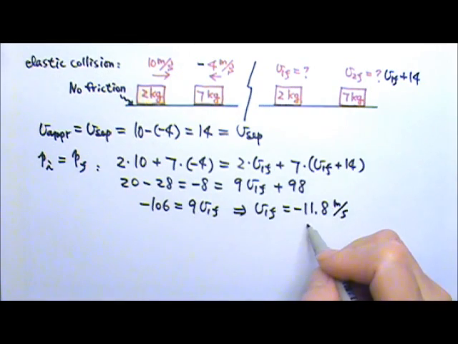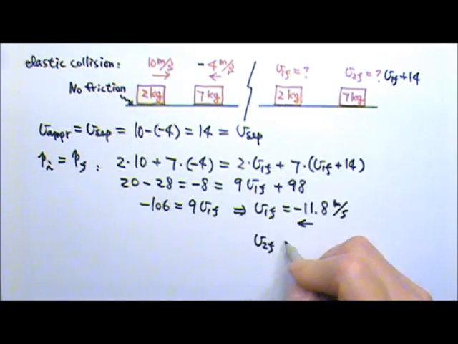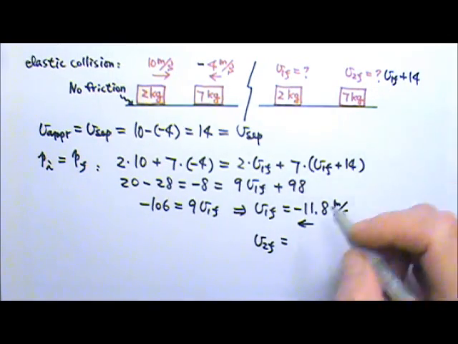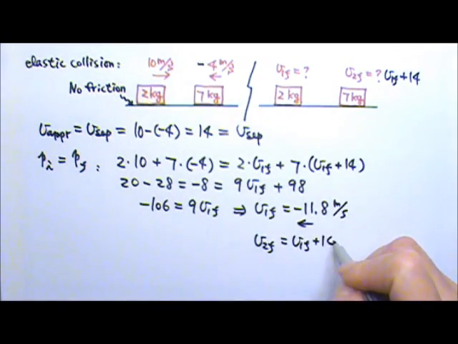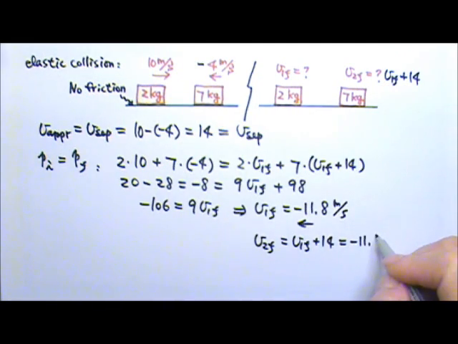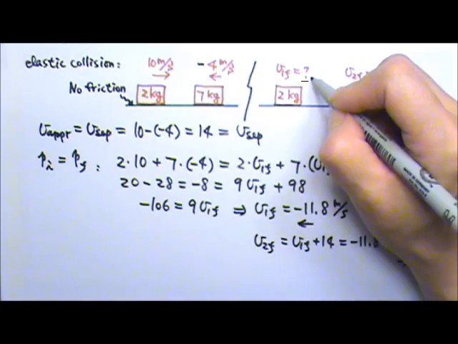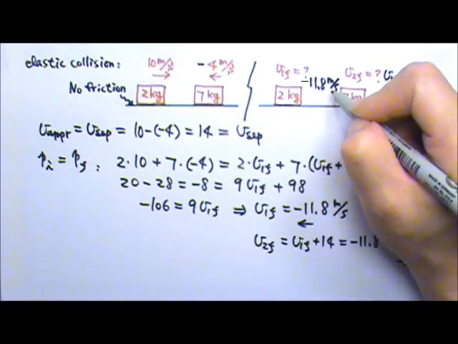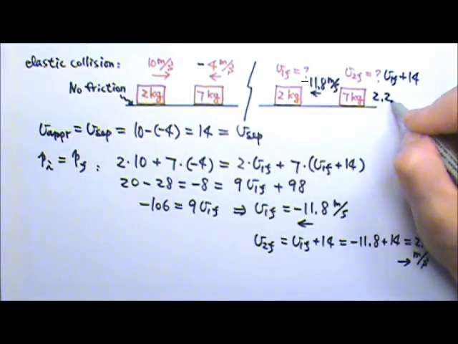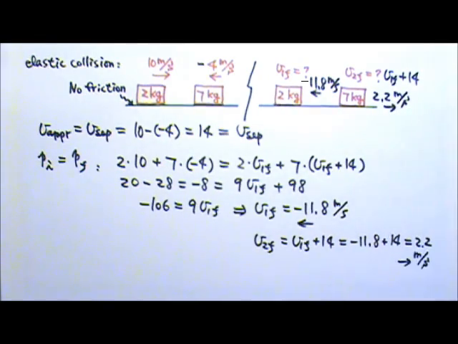It's a negative velocity, so it is to the left. And then the v2f would be v1f plus 14. So it's negative 11.8 plus 14. And this gives me 2.2 meters per second. And it's a positive velocity, so this one goes to the right. So this one is 11.8 meters per second to the left, and this one is 2.2 to the right.